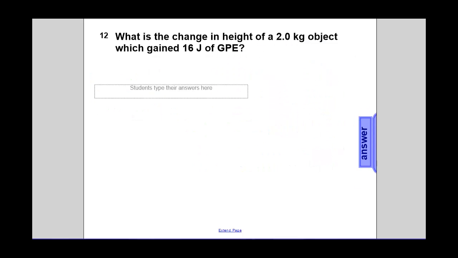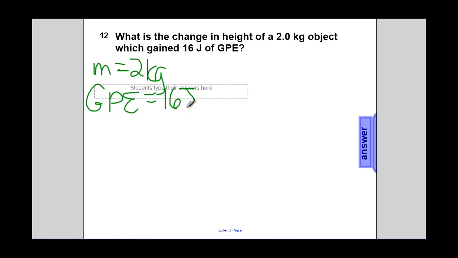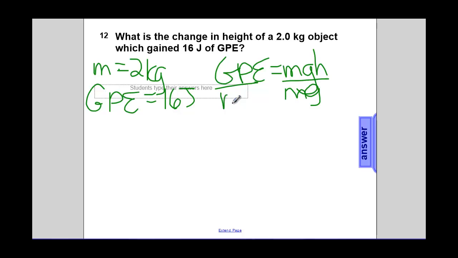What is the change in height? So now we're looking for h of a 2 kilogram object, so our m is 2, which gains 16 joules of GPE. So GPE equals mgh, and now to get h by itself, we're going to divide by mg to cancel them out.